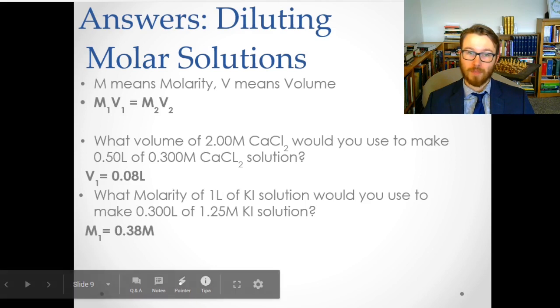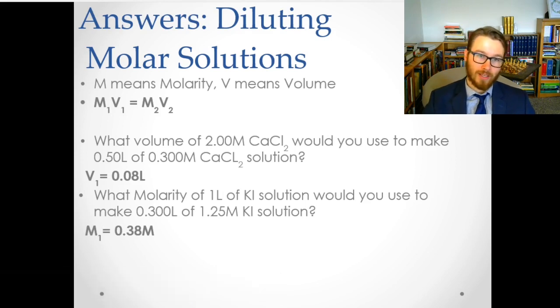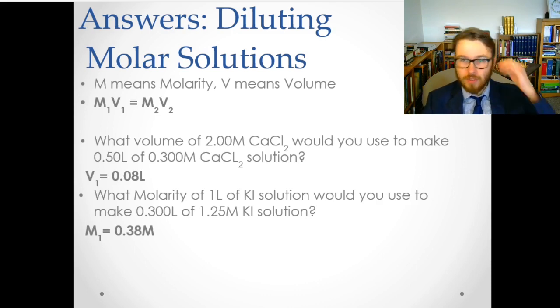All right, here are the answers. The first one we did together, but the second one: what molarity of 1 liter of KI would you use to make 0.3 liters of 1.25 molar KI? Well, M1 is our X, our variable. V1 is 1 liter, M2 is 1.25 molar, and V2 is 0.3 liters. So 1x equals 0.3 times 1.25. So x equals 0.3 times 1.25, and you get your answer right here.